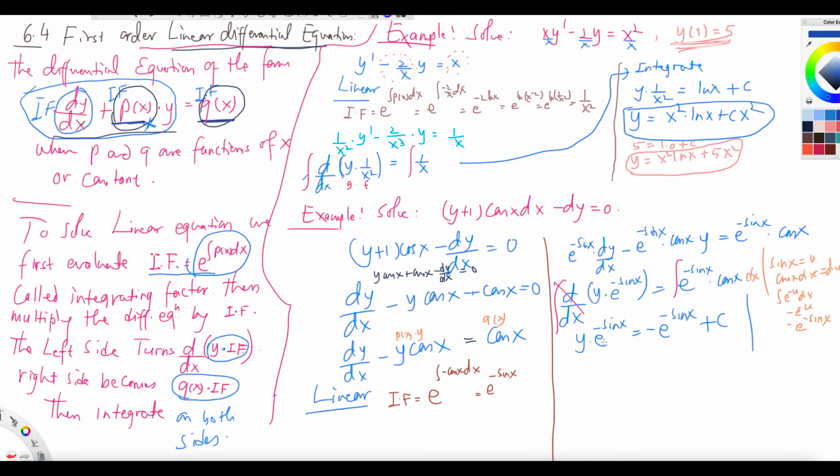You divide by e to the negative sine x. So what do you get? You get y equals, if you divide every term by e to the negative sine x, that will cancel out, that will cancel out. So what you get is y equals -1 plus c times e to the positive sine x, because I'm moving the negative sine x to the top. Okay, so this is the final answer.